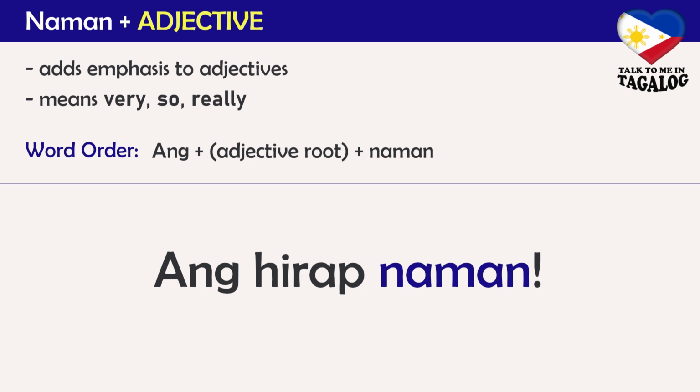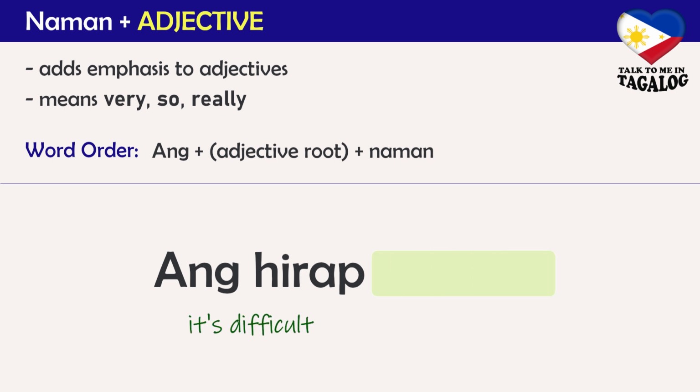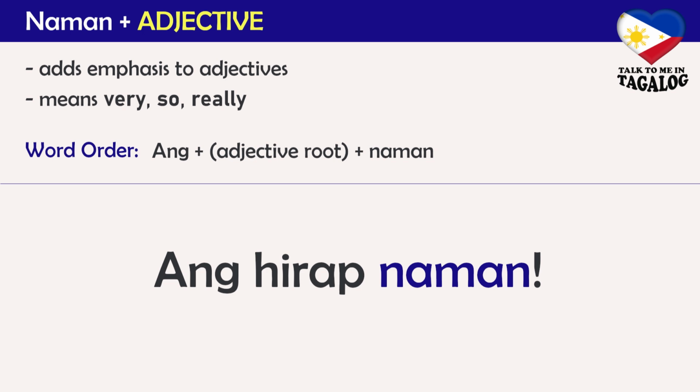Next example, ang hirap naman. Hirap is the root word of the adjective mahirap, meaning difficult. When you say ang hirap, you're simply stating that it's difficult, but if you place naman after ang hirap, you're making it sound like it's really difficult. Ang hirap naman! It's very difficult.